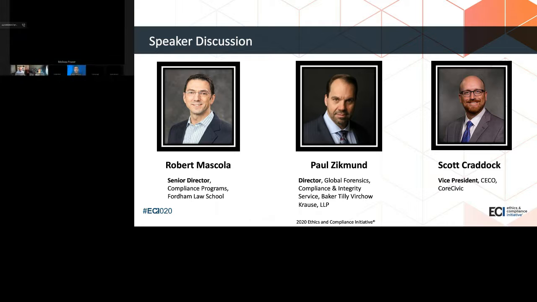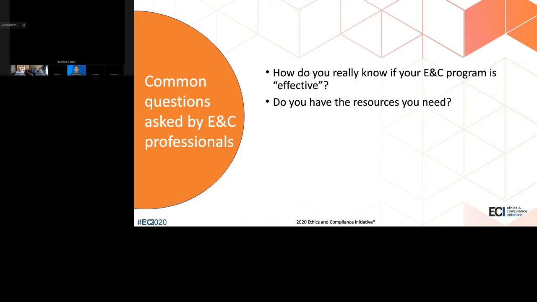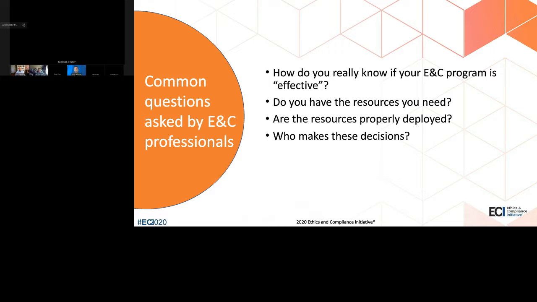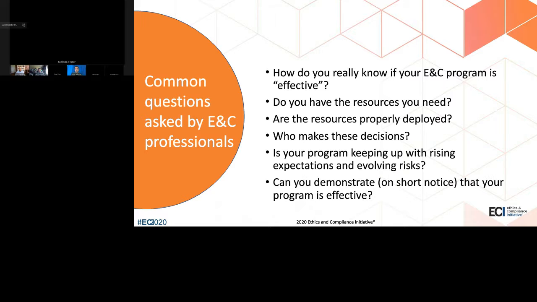So when we set out with this project, we were all thinking about what are the particular questions that people in the ethics and compliance field are asking. And we're all struggling with the question, how do we really know if our program is really effective? How do we know if we have the resources we need? Are those resources properly deployed? We may have an opinion, but who finally makes that decision? And if it's not us, how do we persuade somebody to make those decisions in the way that we want? Is our program keeping up with expectations and evolving risks? And then, if we have to, can we demonstrate that the program is effective? So these are all questions that are constantly on the minds of ethics and compliance professionals.